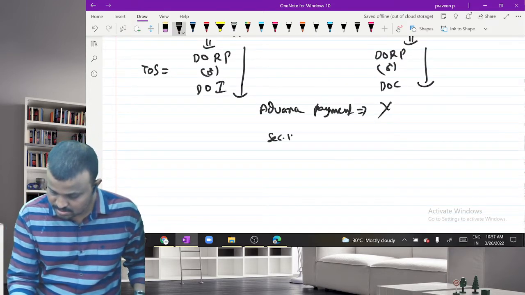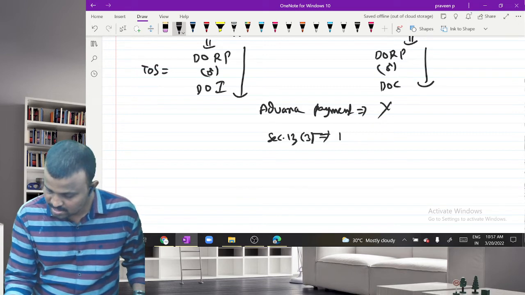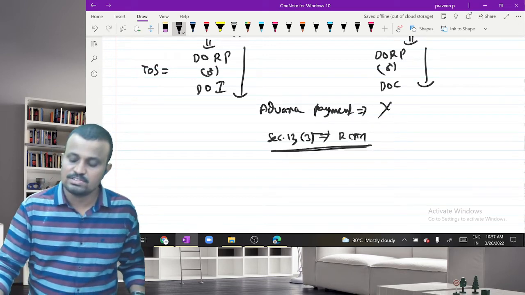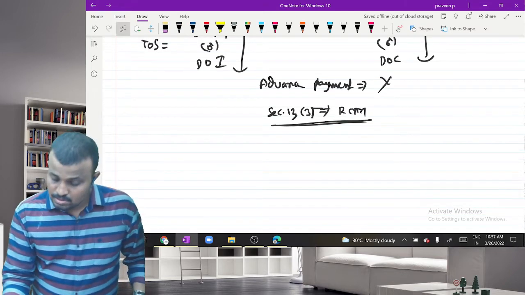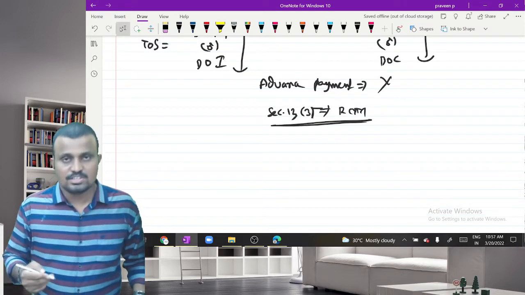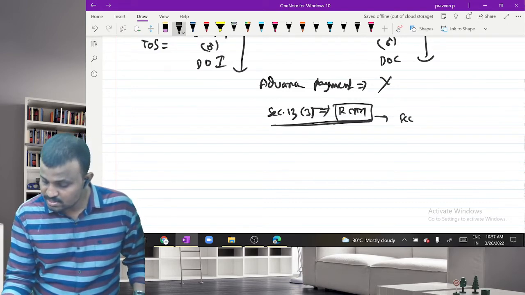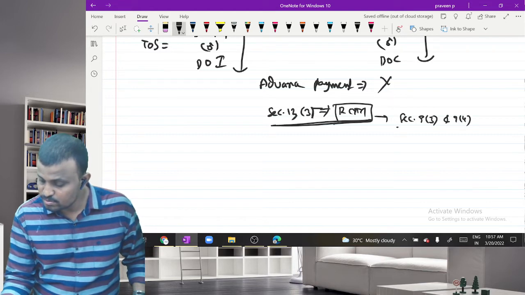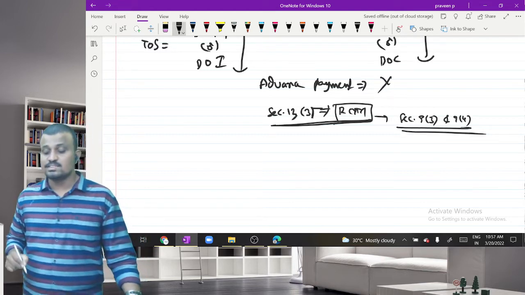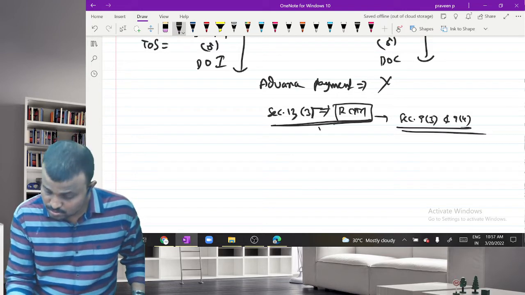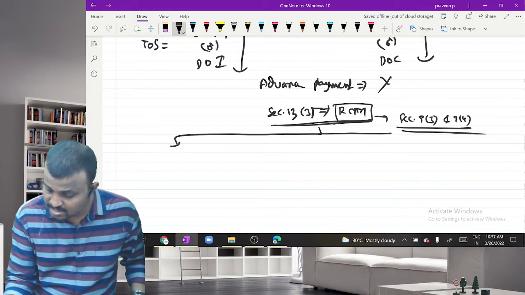Next, section 13(3) is applied in case of what? Time of supply in case of a reverse charge mechanism. So, what is the reverse charge mechanism? Those are applied under section 9(3) and section 9(4) services. So, here what is the time of supply?